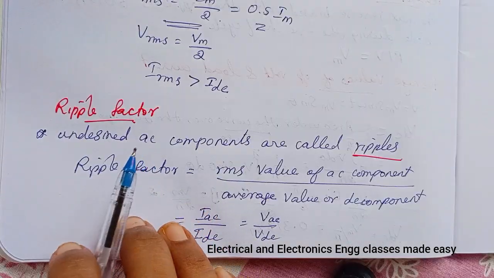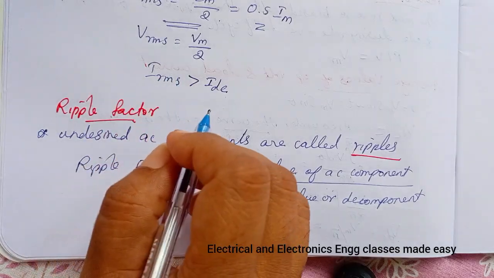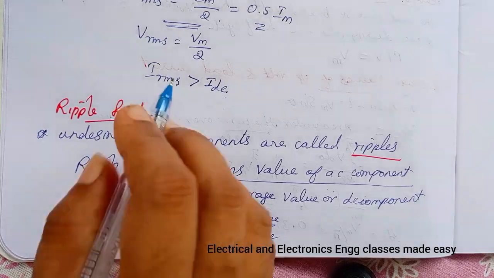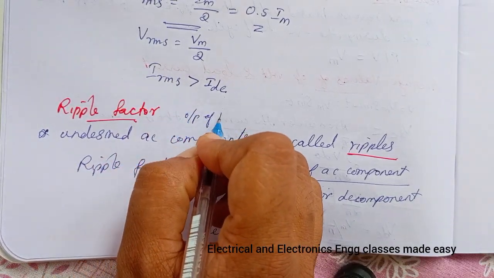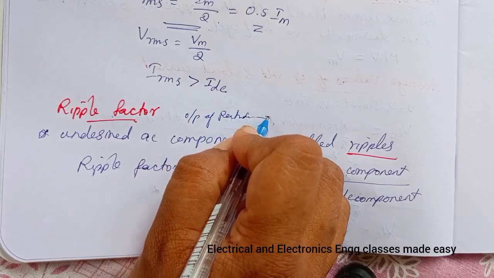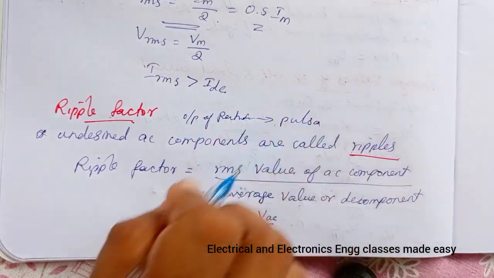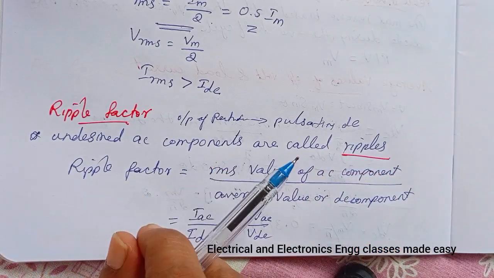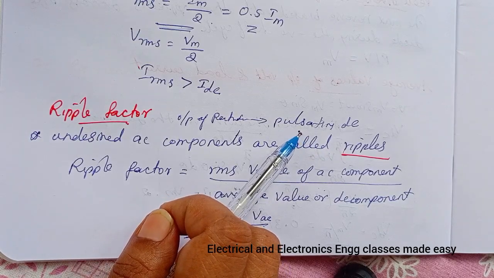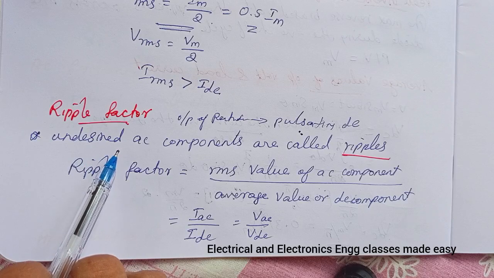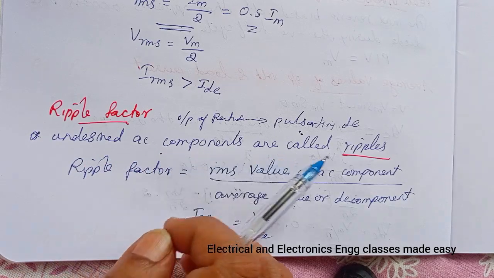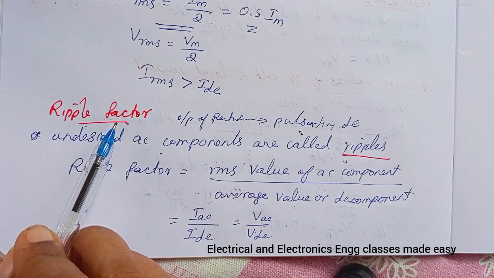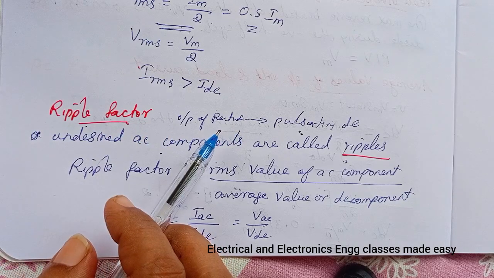Next is ripple factor. The output of a half-wave rectifier is unidirectional but fluctuates greatly with time. Hence, the output is pulsating DC. So, the output of the rectifier is pulsating DC. That is, it contains DC and AC components. The undesired AC components are called ripples. And ripple factor is a measure of purity of the DC output of a rectifier.